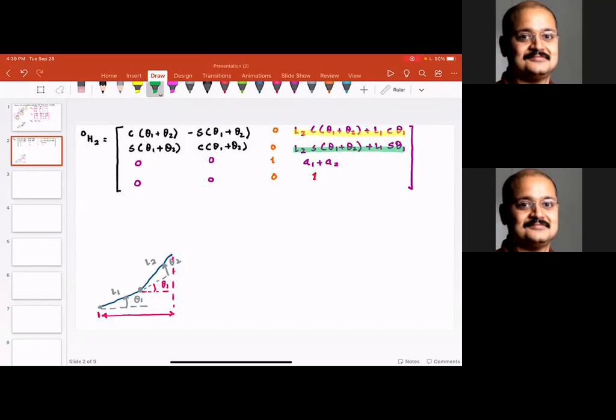Now, the inverse kinematics problem is something like this. I would give you an end effector orientation and position. So essentially, I'm going to give you 0H2. I will give you the fully populated 0H2 matrix. If I don't give you the 0H2 matrix, I will give you enough information so that you can compute 0H2.